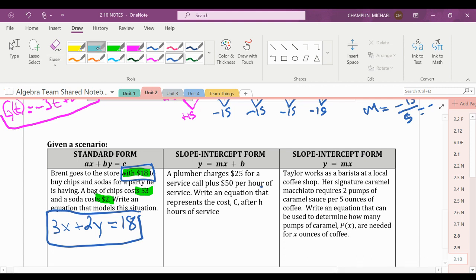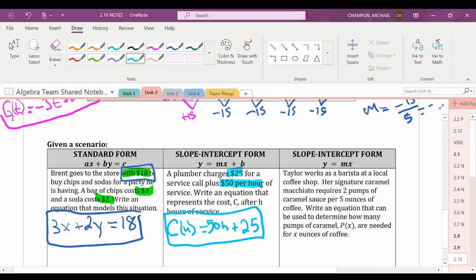What about if a plumber charges $25 for a service call plus $50 per hour of service? Then write an equation that represents the cost C. Okay, well, in that case, it says h of hours. So I would actually write C of h equals, well, there's a constant charge of $25. That never changes. So I'm going to just keep that as my b value. However, if it's $50 per hour, I have 50 times h. And that would be our equation for that problem.